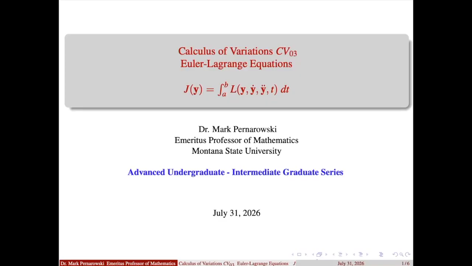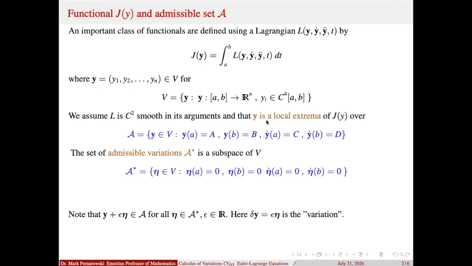Today's topic is a continuation of Euler-Lagrange equations, designation CV03, and the difference between this and the previous lecture is that I'm going to consider functionals that have also got second derivatives in the independent variable. So let's just define the problem. This looks very much alike the previous one.